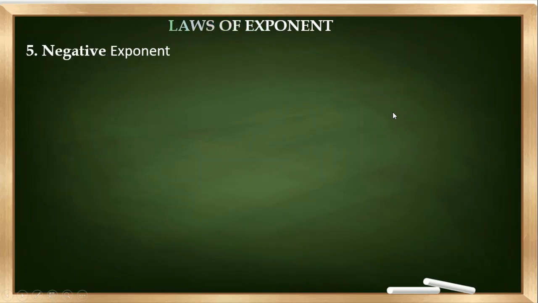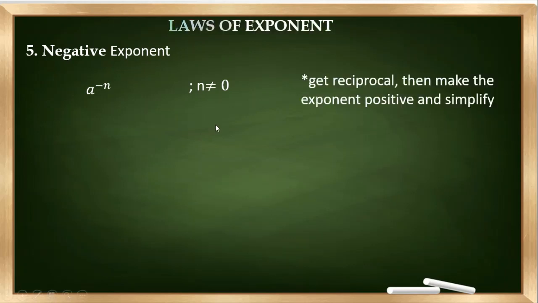And the last one is we have negative exponent. Okay, the negative exponent, provided that the exponent is not equal to 0. So sa negative exponent, ang gagawin natin is that the reciprocal, or if i-flip nyo siya, or pagbabalik-tarin nyo siya, then make the exponent positive and simplify. So here we have a raised to the negative n power. So ibig sabihin, get the reciprocal, 1 over a raised to n power.